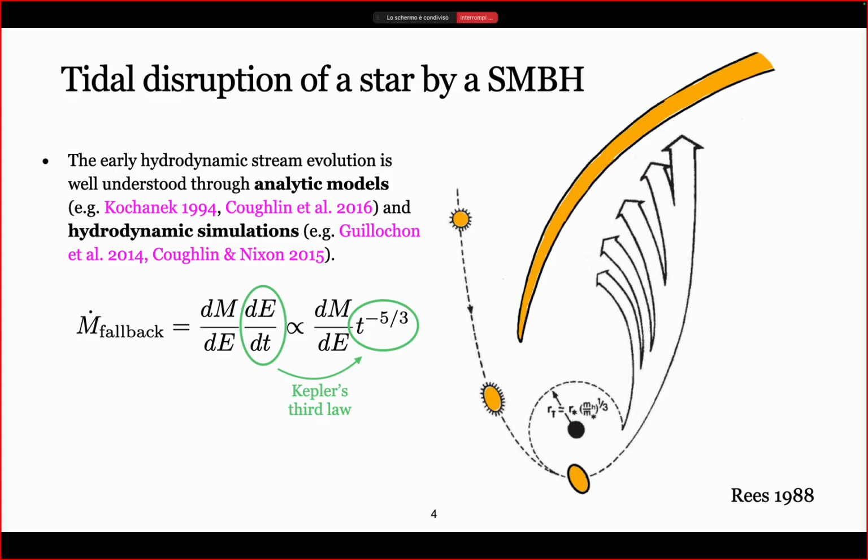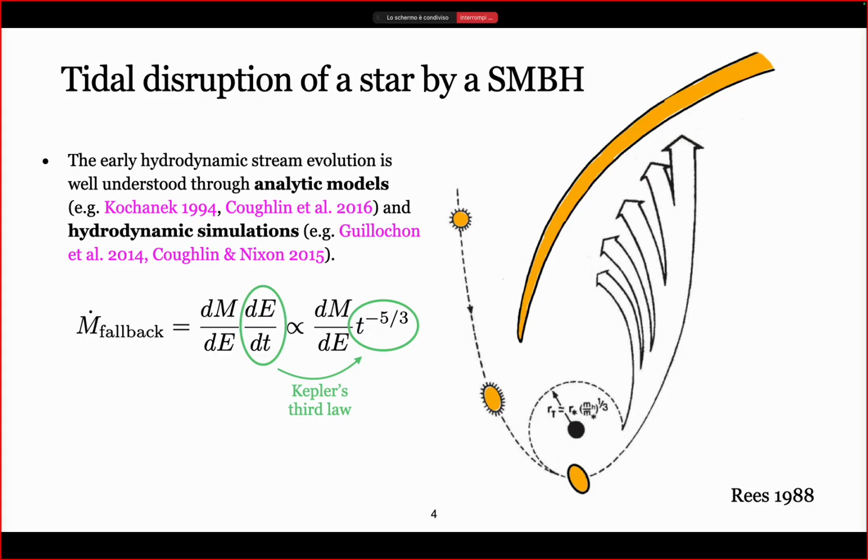So it was believed that these flares were coming from an accretion disk, because an accretion disk at the scales of the tidal radius is expected to emit in X-rays from standard accretion disk theories. And also that the luminosity coming out of this disk was tracking this fallback rate.